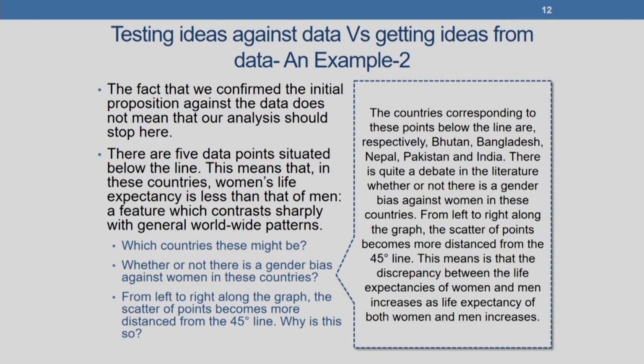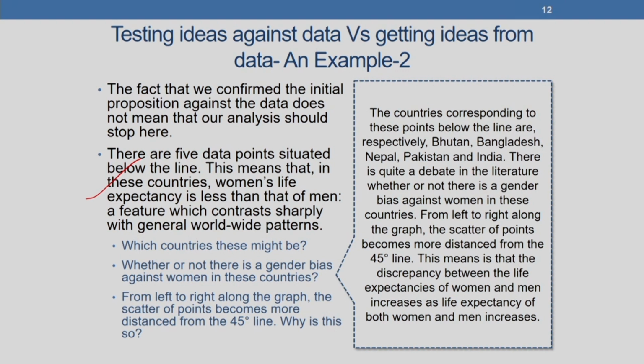There are 5 data points that are situated below the line. This means that in these countries, women's life expectancy is less than that of men, which is a feature that sharply contrasts with general worldwide patterns. So, the questions that we need to ask are which countries these might be, and whether or not there is a gender bias against women in these countries.